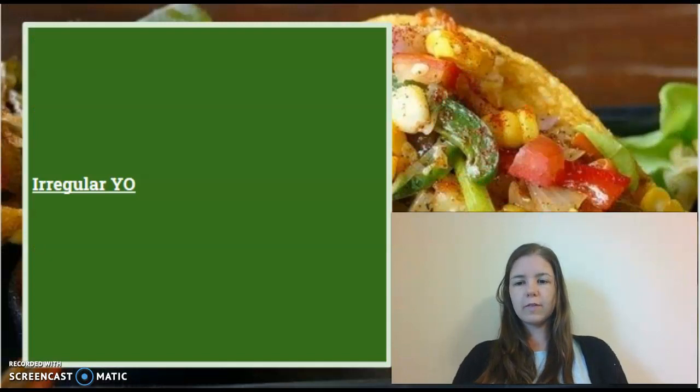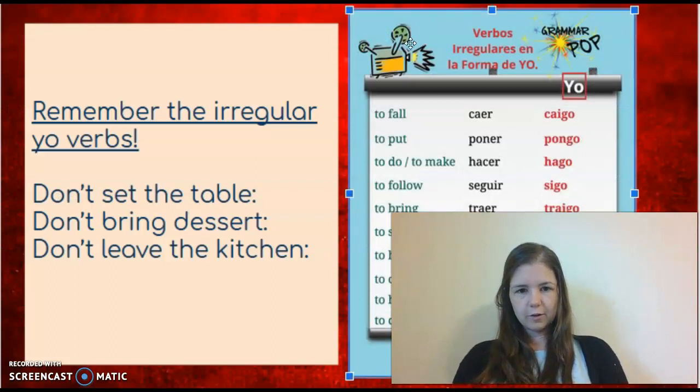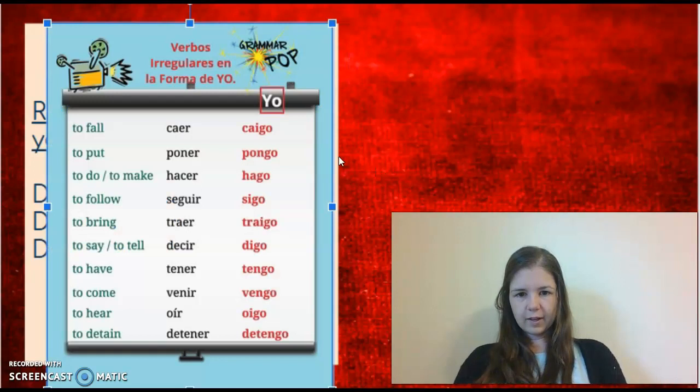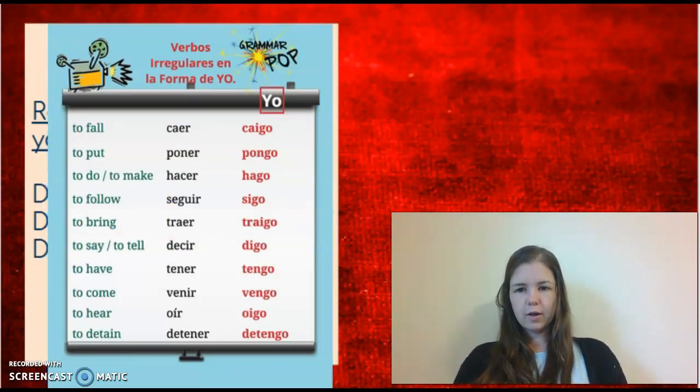That means all the irregular rules that we learned before with tú affirmative are still going to come into play. So since the first step is take the yo, drop the o, add the opposite ending, you still have to remember all these irregular yo verbs. We had this chart earlier with like caigo, pongo, hago, sigo, all the ones that end in go are going to be important to remember still.